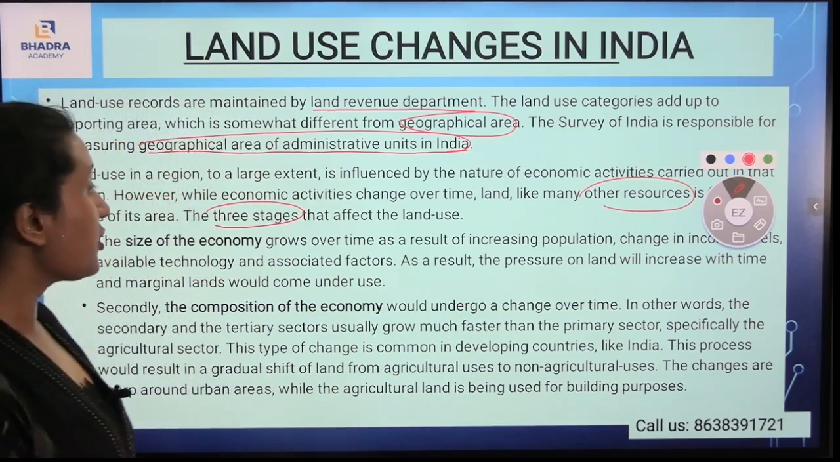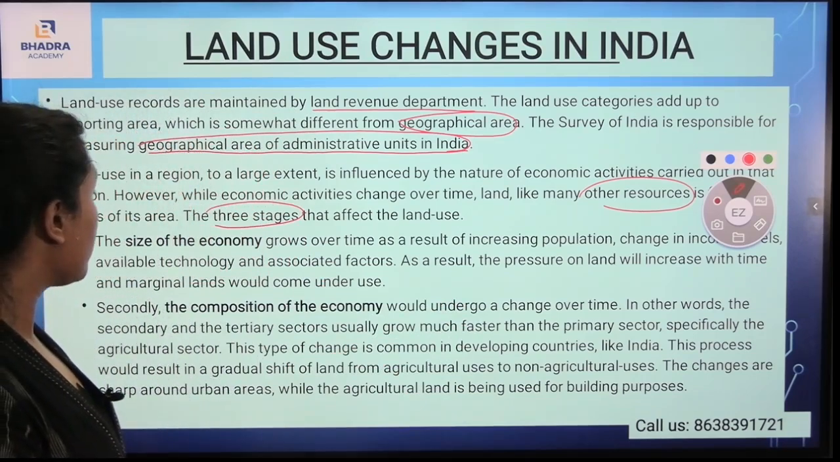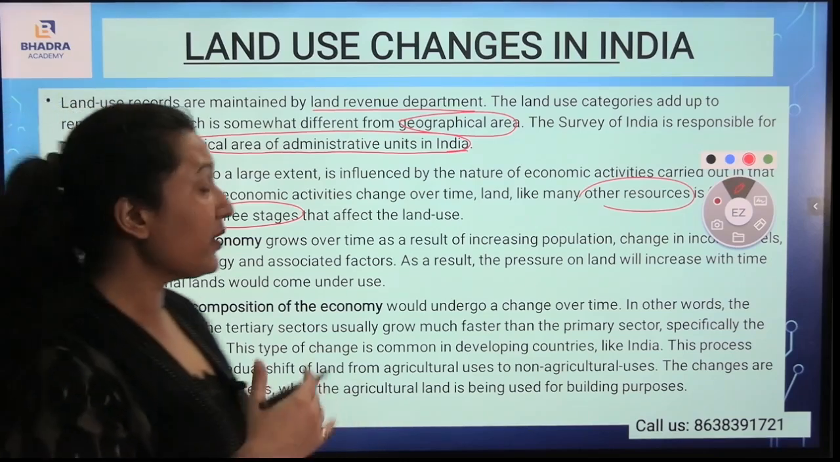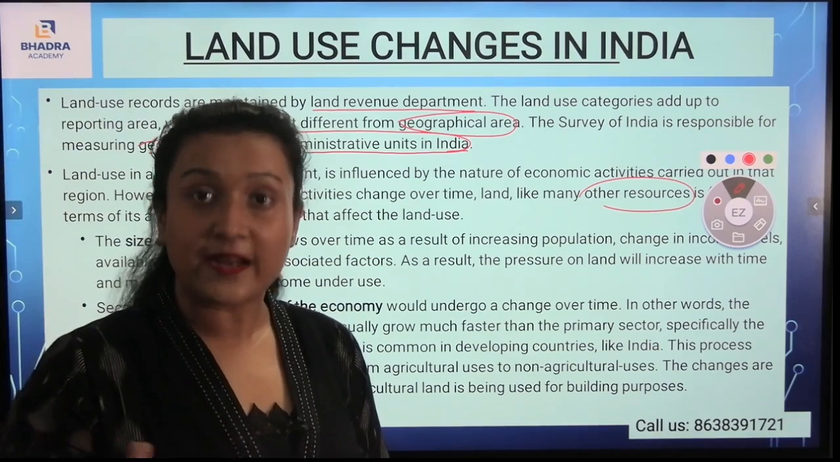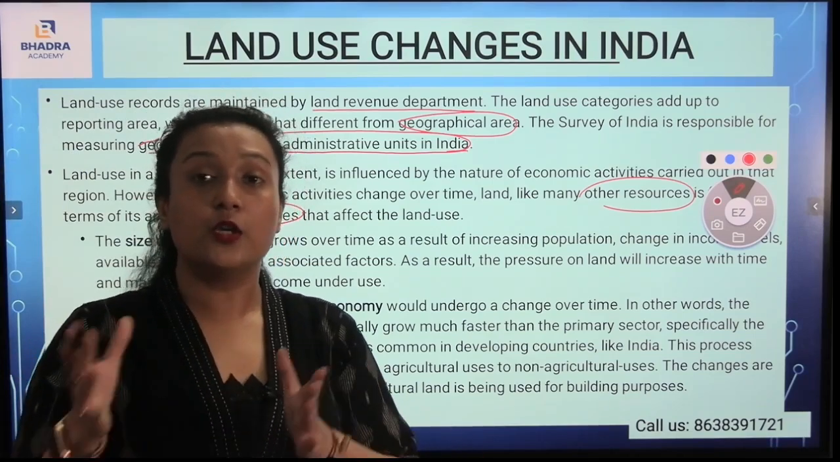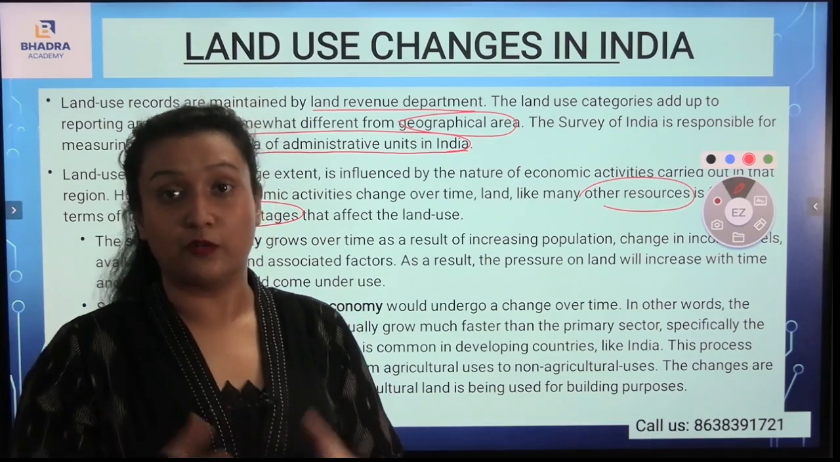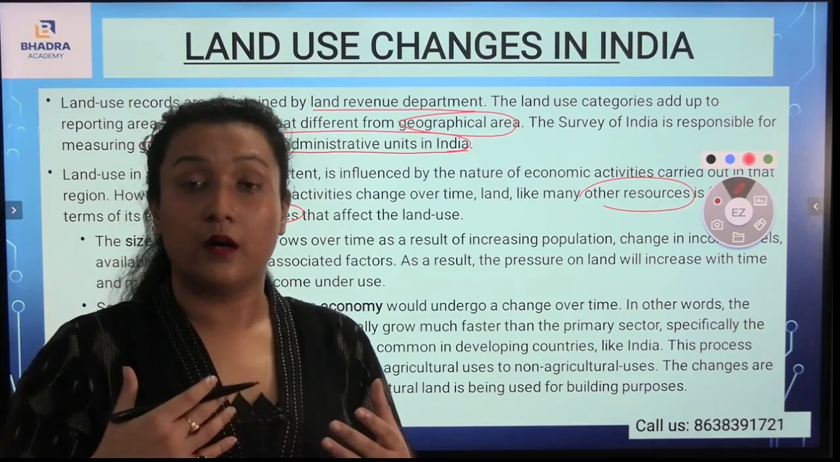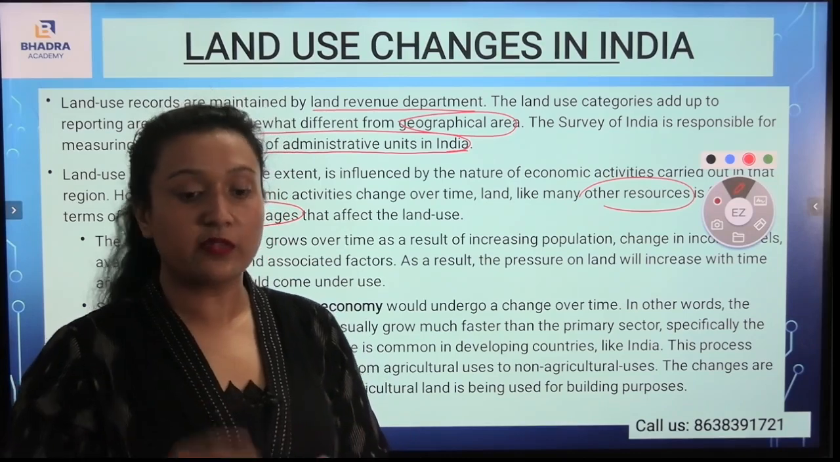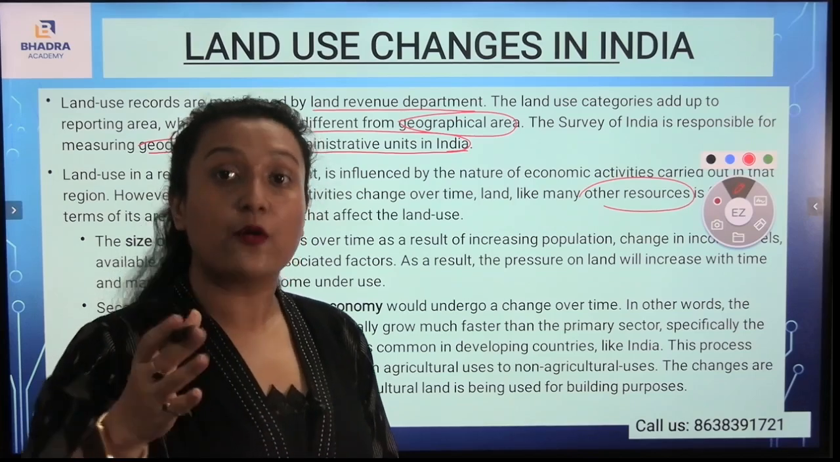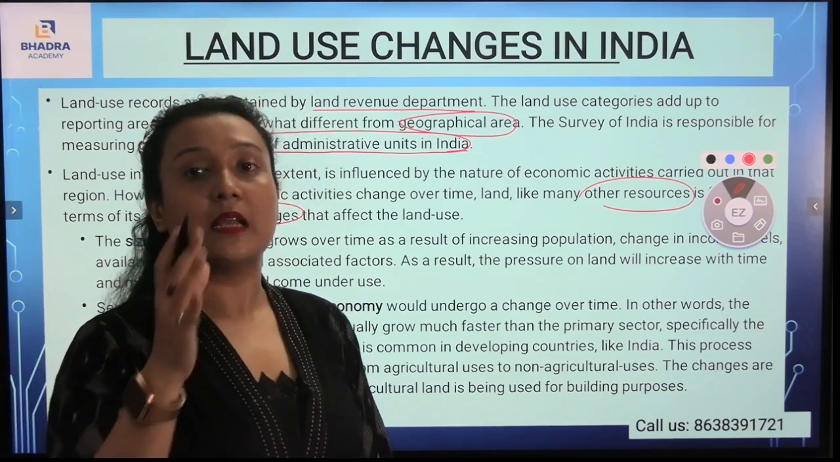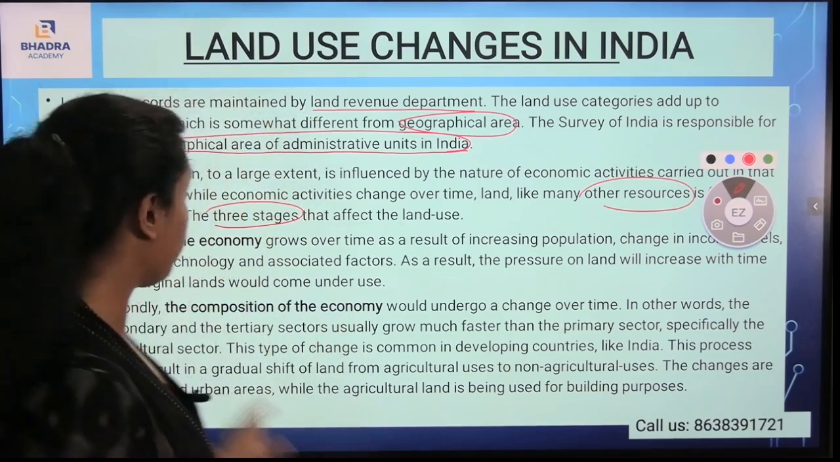As a result, the pressure on land will increase with time and marginal lands will come under use. Slowly, as different factors come into use, there will be pressure on land and also on marginal lands, which will come under the harnessing of resources. If I talk about land, land is a part of the resource. So according to the size of the economy, that part of the land will be used.